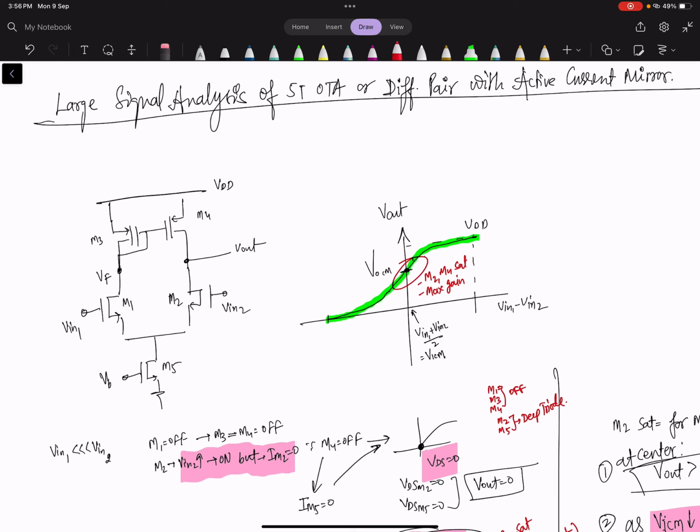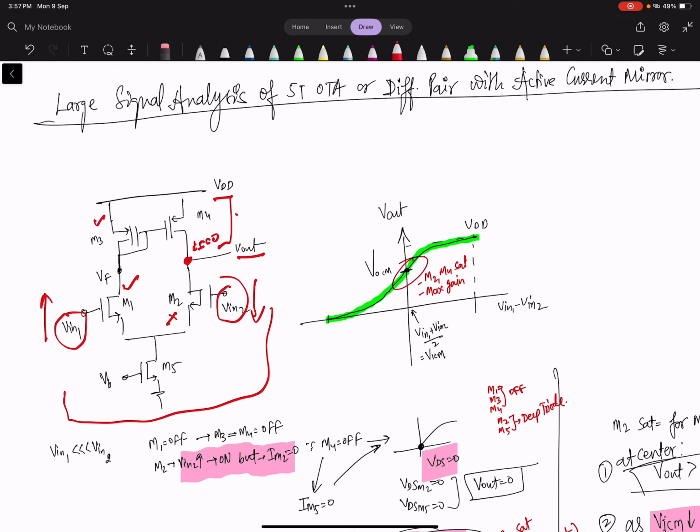Okay, so if you see here, simply this is my circuit. This is my complete circuit, and this is my Vin1 and this is my Vin2 and this is my Vout from this node. Simply, let's say if this is very high and this is very low, what will happen? Simply this will be off, this will be on, this will be on, and this will be on, but I will be 0. So this VDS will be 0, and thus this output voltage will be VDD.